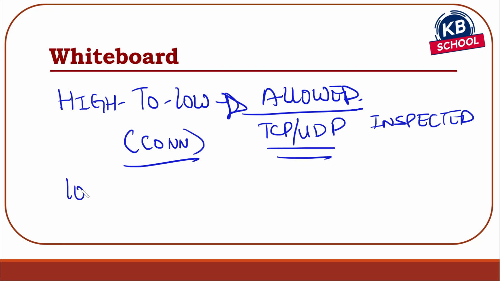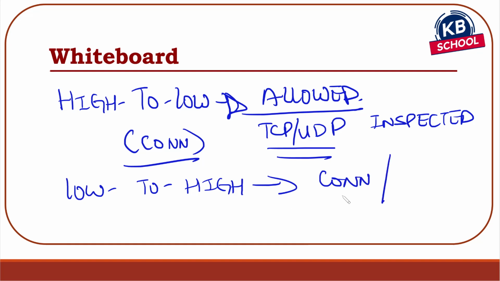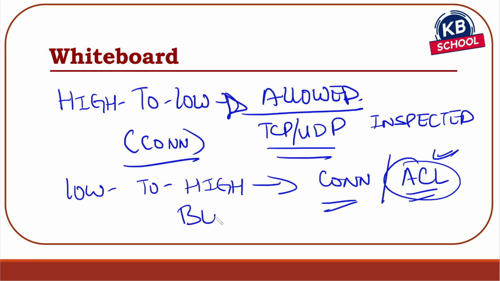How about if traffic is initiated from low to high? The default action is block, but you can override it by looking at the connection table first. If the connection entry is there, it's return traffic, it's allowed, or you can put a permit statement in the ACL to allow it. So high to low is allowed, TCP and UDP are inspected, so the return traffic is allowed. Low to high, if it's not inspected, you need to put an ACL to override the default, which is to block low to high. The return traffic will be in the connection table.